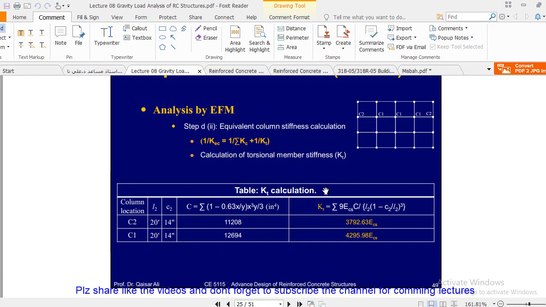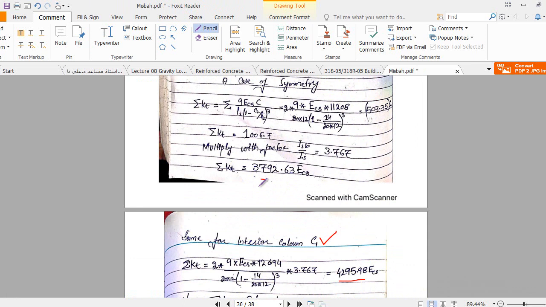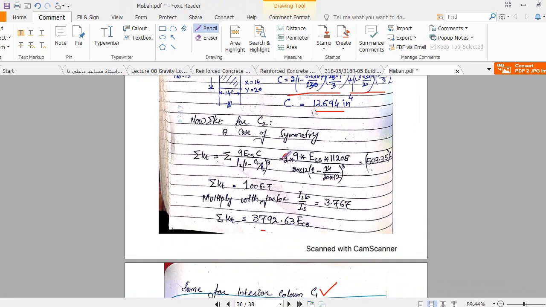Now, as the C value is calculated, you just plug the value into this equation. C2 is already known, L2 is already known, and you plug the values in and you get the answer. Clear? You see here, remember, you have to multiply it by 2. Why are we multiplying this by 2 and why not? I already explained this in lecture number 2.